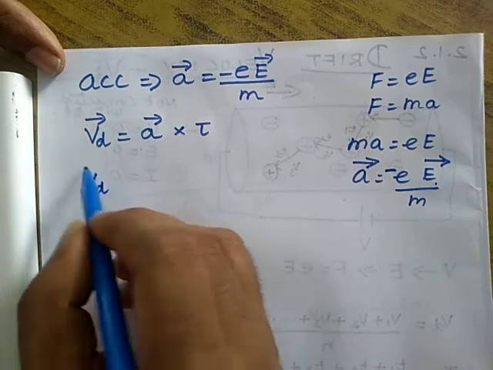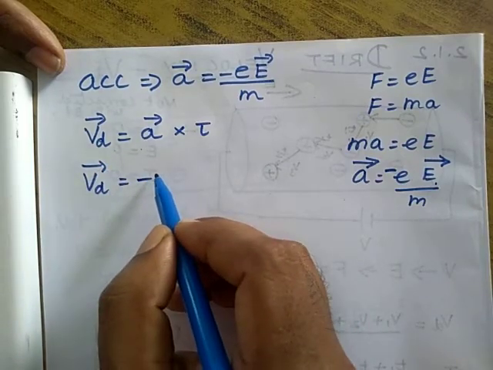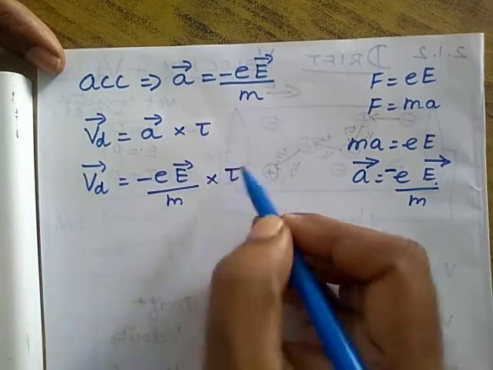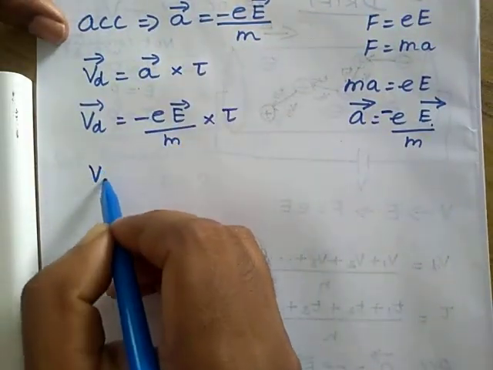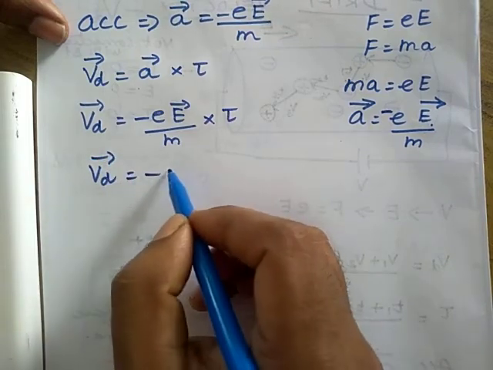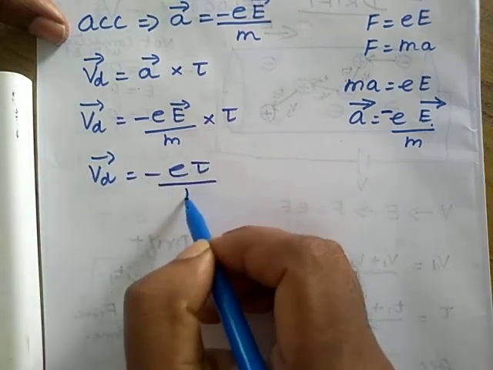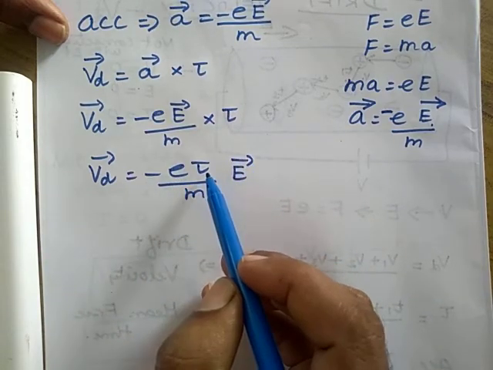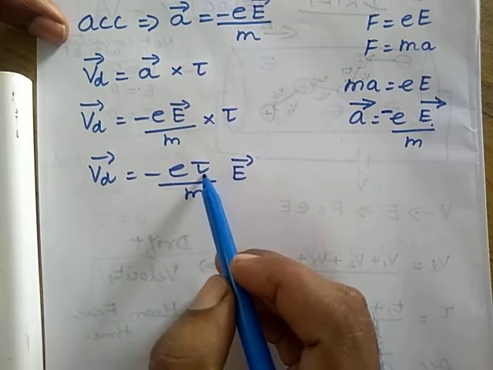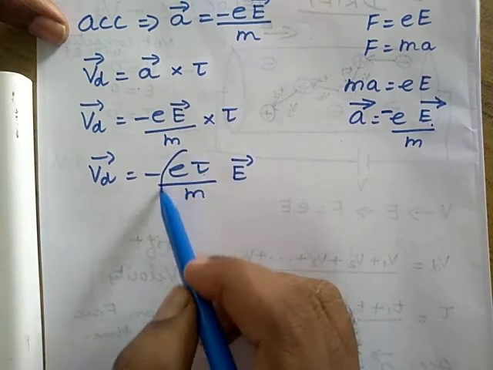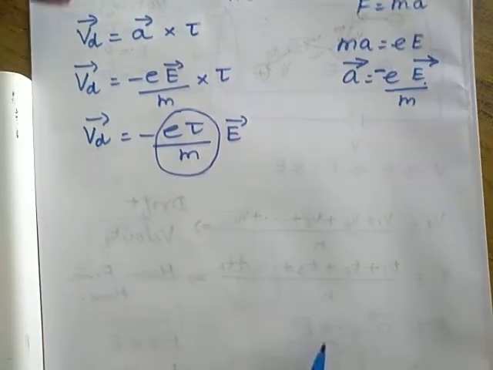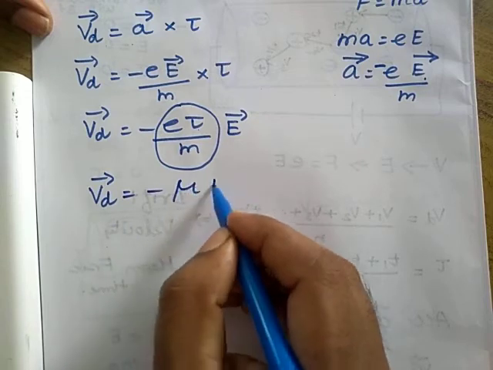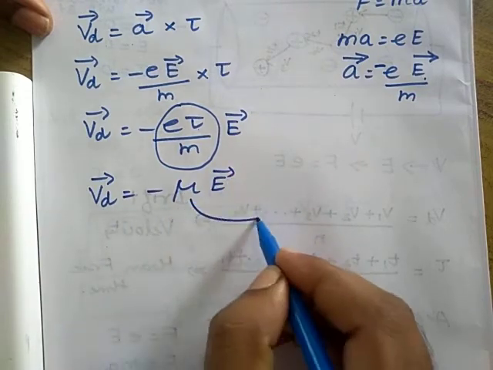Then Vd vector can be written as minus E vector by m into tau. Rearranging this, Vd vector is equal to minus E tau by m times E vector. Here E is the charge of the electron, tau is the successive mean free time, m is the mass of the electron. These things are constant for a conductor. Then Vd can be written as minus mu E vector. Here mu is a term, mobility.